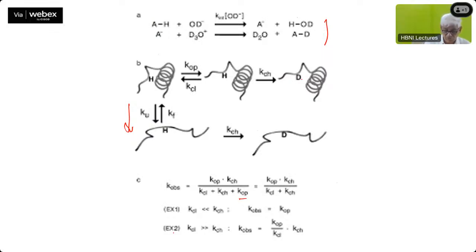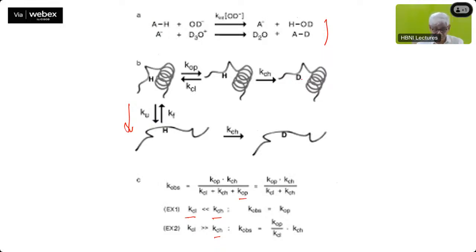Now, there are two mechanisms which are indicated here. One is when the closing rate is much smaller than this rate. That means once it goes, it's very unlikely it will come back and it will immediately go over there. The protein chain will unfold and go over there. This is called the EX1 mechanism. EX2 mechanism is when the closing rate is much larger than KCH. Therefore, there is much higher probability of the protein coming back here rather than going here. So this one is much faster than this. That is called the EX2 mechanism.